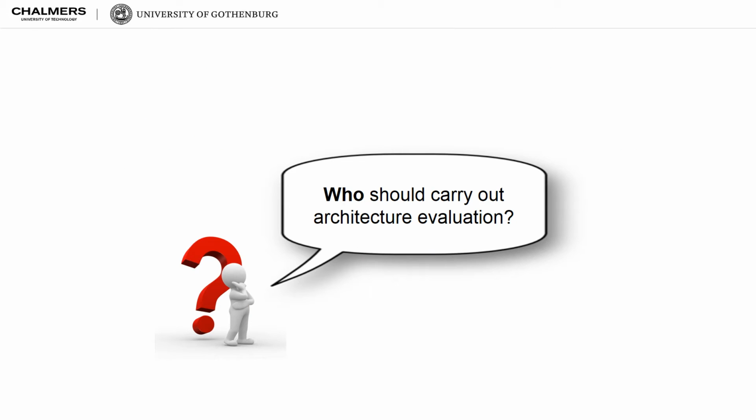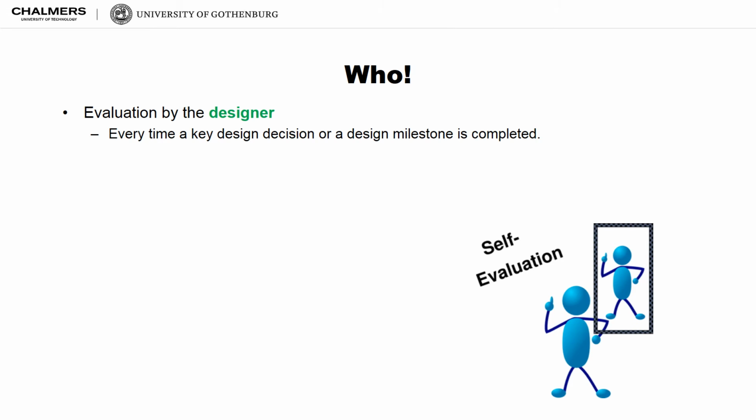The next question is, who should carry out architecture evaluation and who should be involved? The most straightforward scenario is that the evaluation is carried out by the software architect herself. This is typically done every time a key design decision is taken or every time a design milestone is achieved. For instance, at the end of every sprint or iteration.